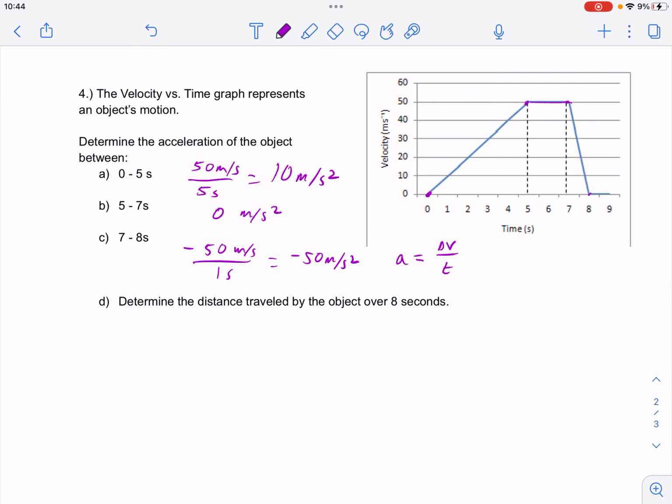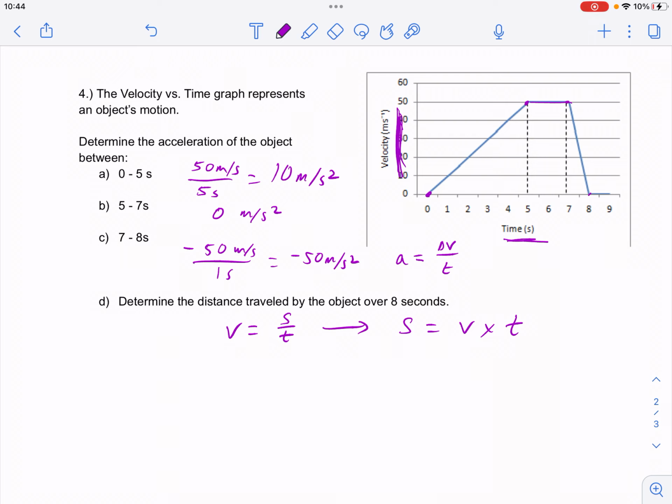Now, how do you determine distance from a velocity time graph? Well, we should know that velocity is distance over time. So what is distance? If I rearrange this equation, I can get distance equals velocity times time. So if I do velocity times time, I should get my distance. Well, that's equal to area on this graph, right? So the velocity is the height and the time is the length. And so if we get the area underneath this curve, we'll know the distance.